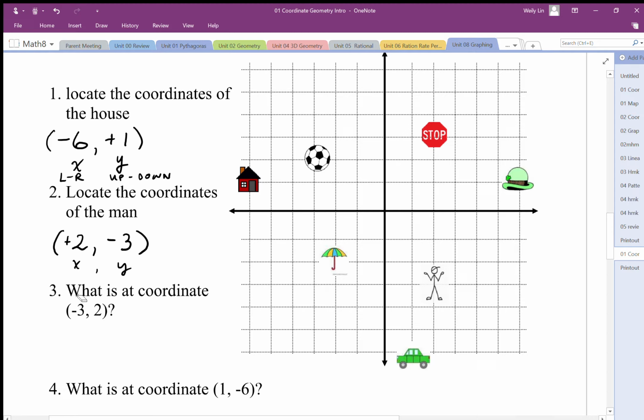If we go to the coordinate -3, 2, again, it's important that we have the order correct. We don't want to go 3 down. -3 is 3 to the left, 1, 2, 3 to the left. 2 up, 1, 2. So that's a +2, so we go up 2. And at that coordinate, this is going to be -3, +2. And that's our soccer ball.